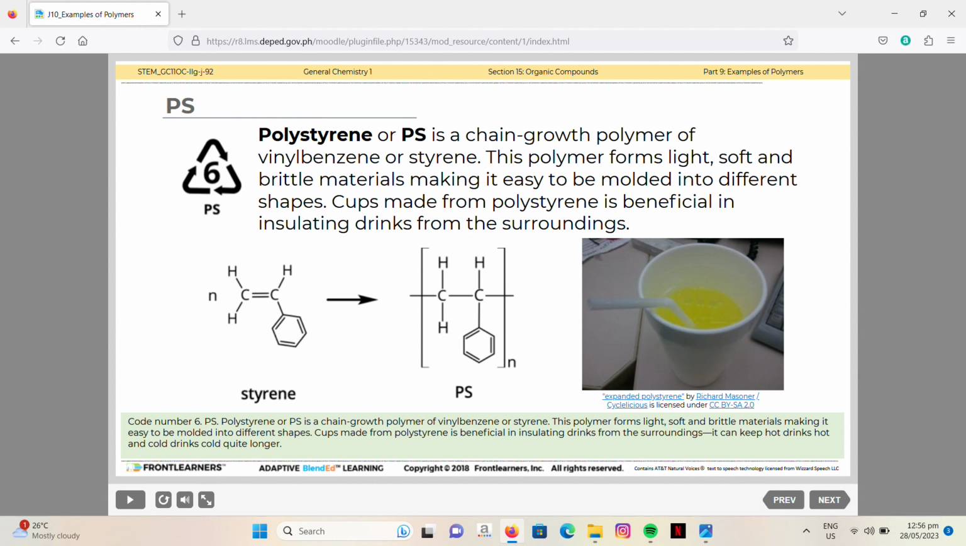Code number 6, PS. Polystyrene or PS is a chain growth polymer of vinylbenzene or styrene. This polymer forms light, soft, and brittle materials, making it easy to be molded into different shapes. Cups made from polystyrene are beneficial in insulating drinks from the surroundings.